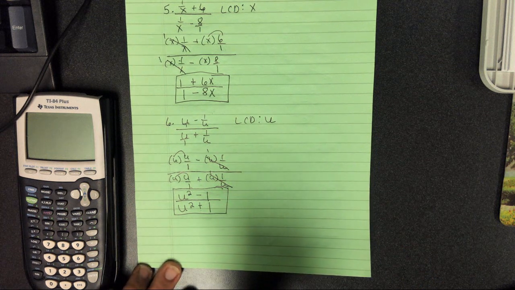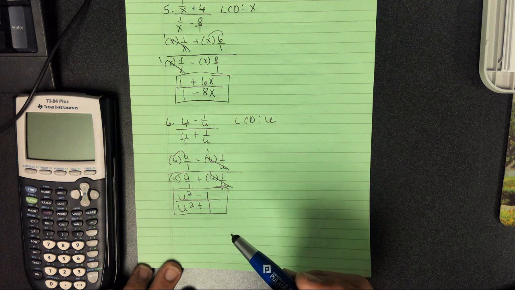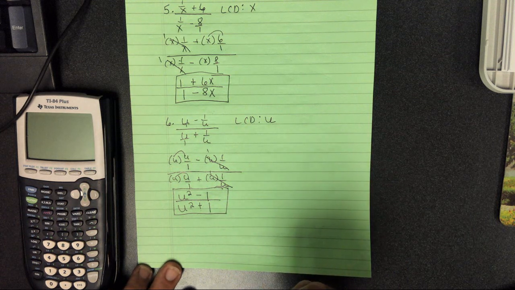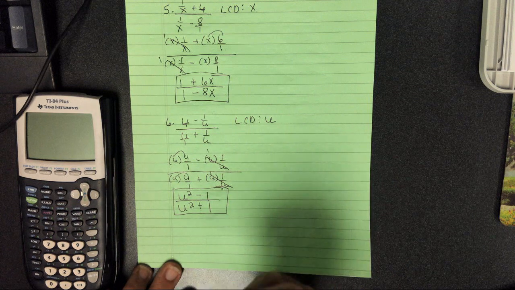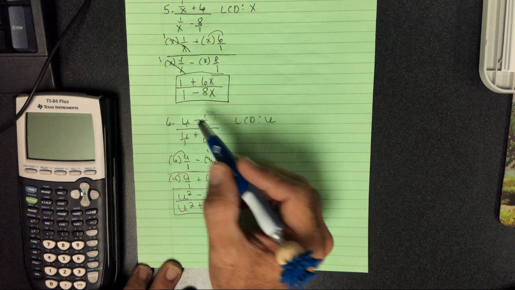Do you got binomials up there? Do you got monomials? And then you got to get rid of those extra fractions within the fractions.